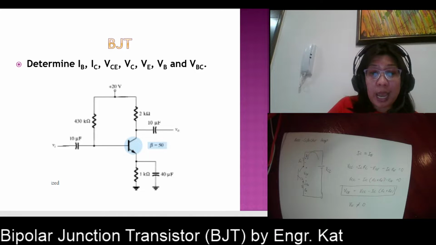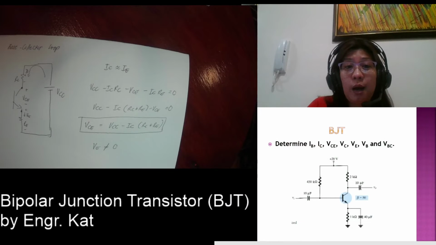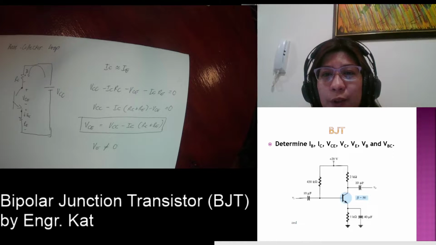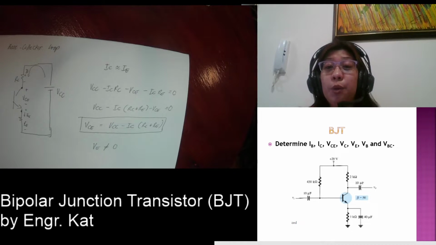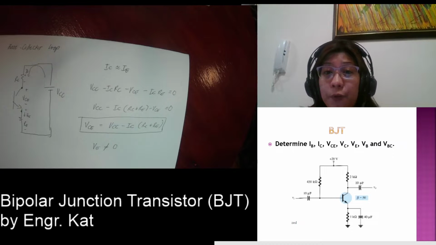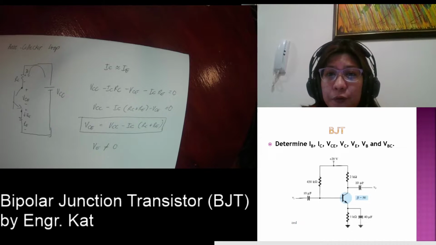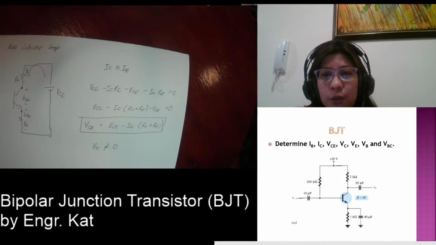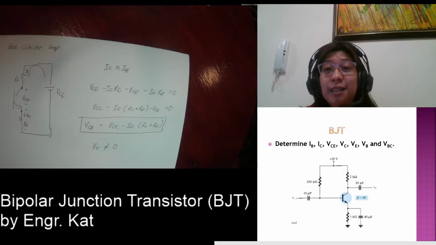So let us try solving this problem just like what we did in our fixed bias configuration. We're going to try to change the value of the beta. We will start by solving this problem using beta equal to 50, and then, just like what we did in the fixed bias configuration, we will solve it when beta is equal to 100. Let us see if we have an improved stability using this particular circuit.